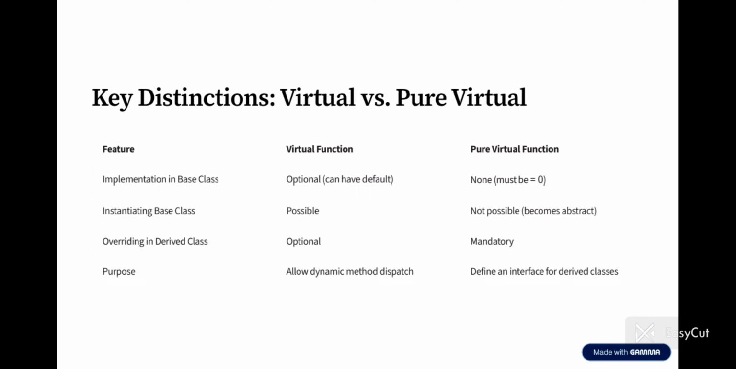Overriding in derived class: for a virtual function, it is optional. For a pure virtual function, it is mandatory. Purpose: a virtual function allows dynamic method dispatch. A pure virtual function defines an interface for derived classes.